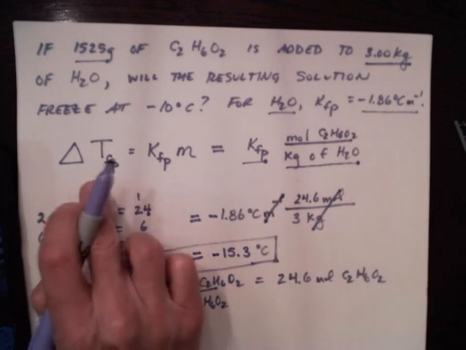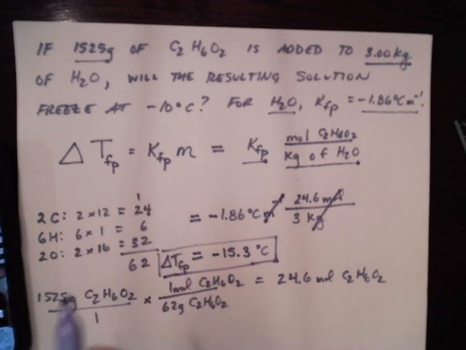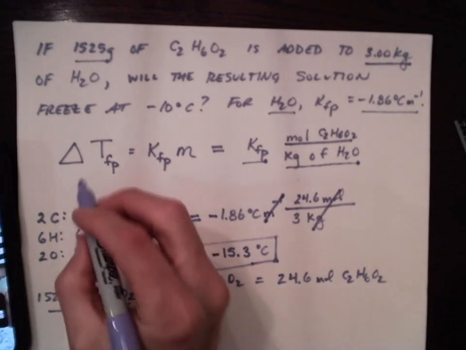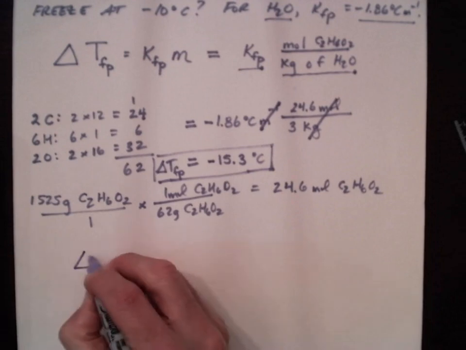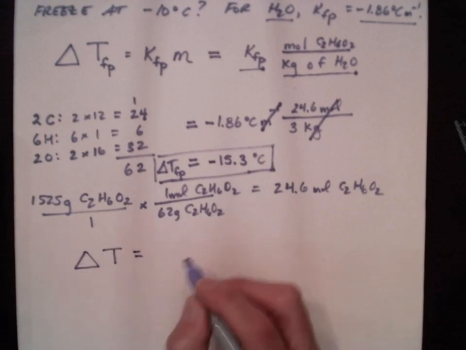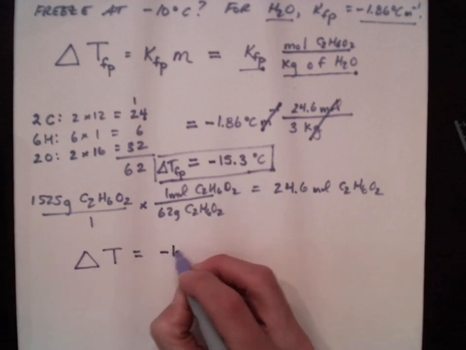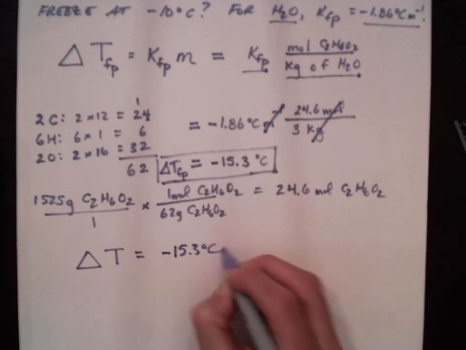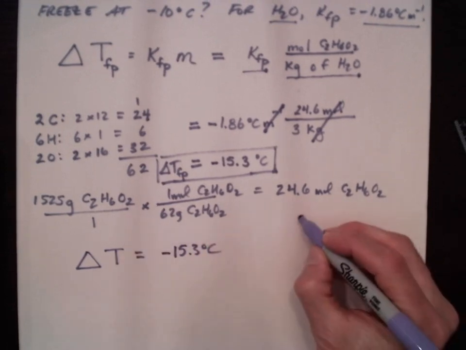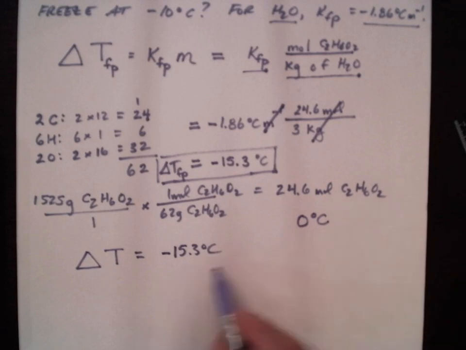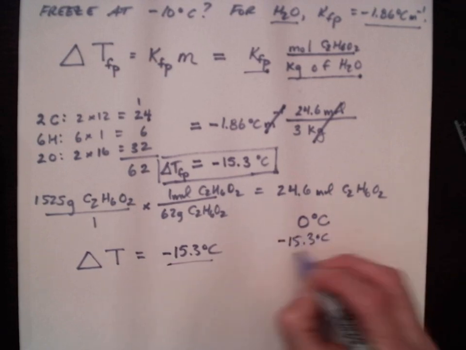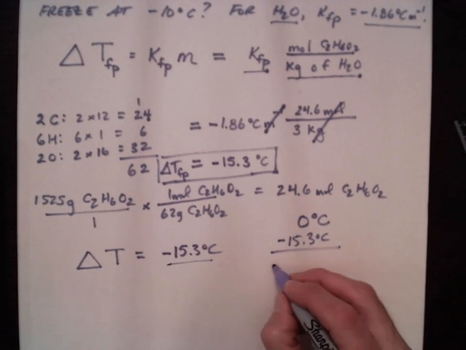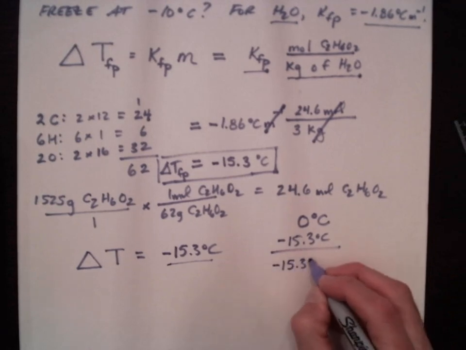And remember, for the change in temperature of this freezing point, we need to remember that the freezing temperature of water is 0. So the delta T is going to drop 15.3 degrees C. And with water, it's easy because water's freezing temperature is 0 degrees Celsius. If it drops 15.3 degrees C, that'll give us a freezing temperature of minus 15.3 degrees Celsius.